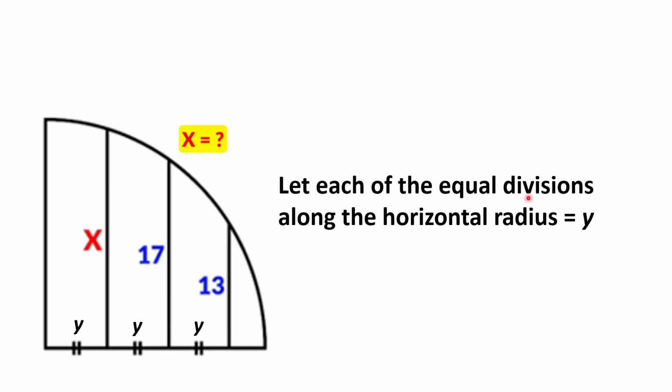Now let each of the equal divisions along the horizontal radius be y. Y is the distance between the vertical radius and the line x, between the line x and the line 17, and between the line 17 and the line 13. The distances are equal, so let each of the equal distances be y units. So mark the gaps y, each of the gaps y units in length.